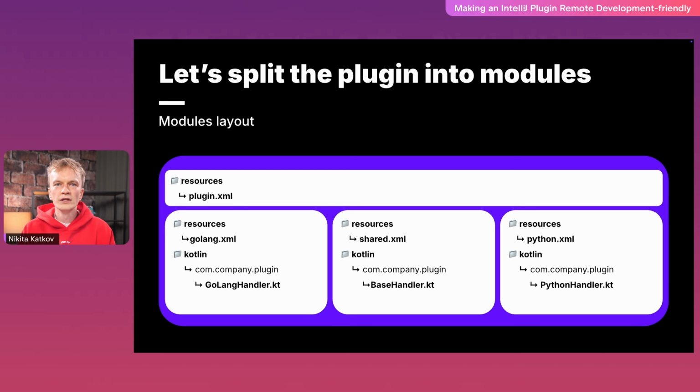A solution would be to introduce a dedicated module for each independent major feature. Golang code will reside in the Golang module. Python code will reside in Python module respectively. There also might be something in common between the two. Let's put it into a shared module between the two to benefit from reusing the same utility code here and there.